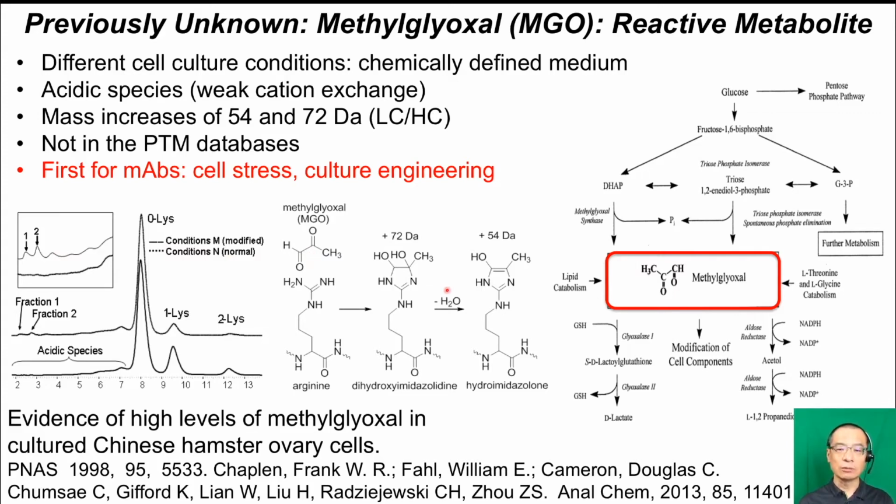Actually, it is well known that methylglyoxal is a reactive metabolite during cell culture, and in fact, back in 1998, it was reported in CHO cells. What is relevant here is that the cell culture change makes methylglyoxal, MGO, elevated under this condition, resulting in modification of this antibody.